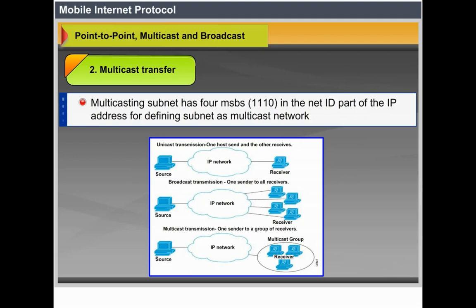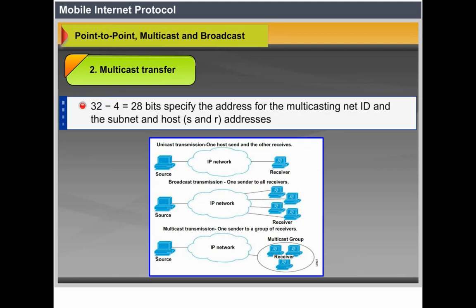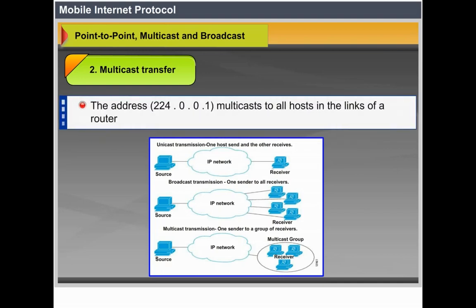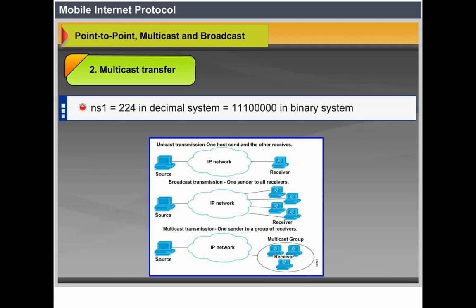Multicasting subnet has 4 MSBs 1110 in the net ID part of the IP address for defining subnet as multicast network. 32 minus 4 equals 28 bits specify the address for the multicasting net ID and the subnet and host S and R addresses. The address 224.0.0.1 multicasts to all hosts in the links of a router. NS1 equal to 224 in decimal system is equal to 11100000 in binary system.